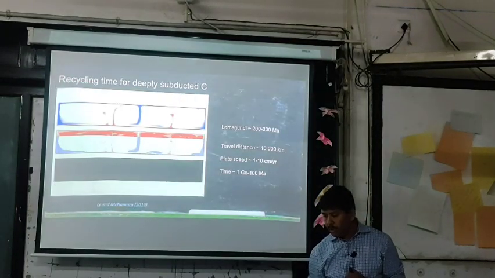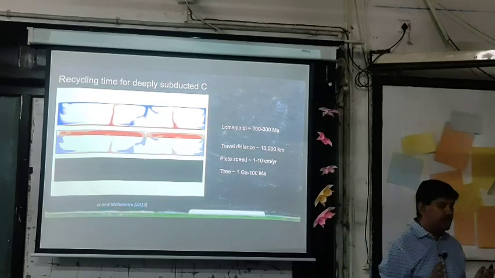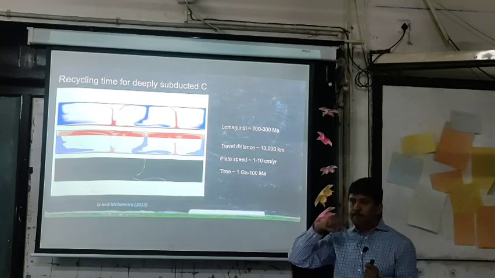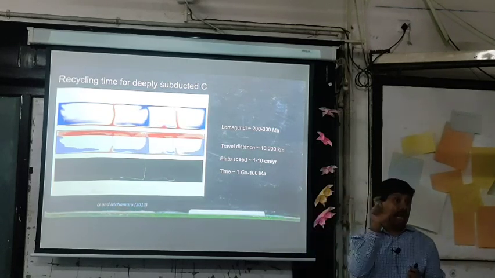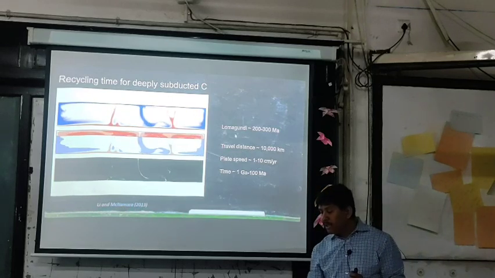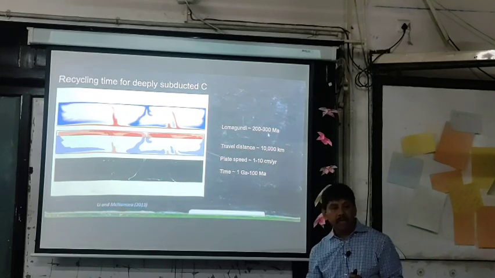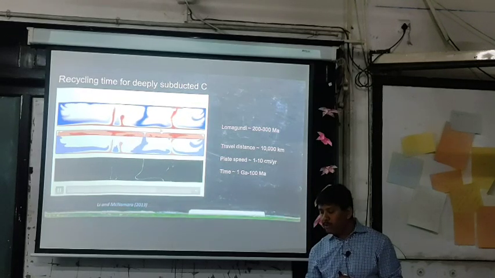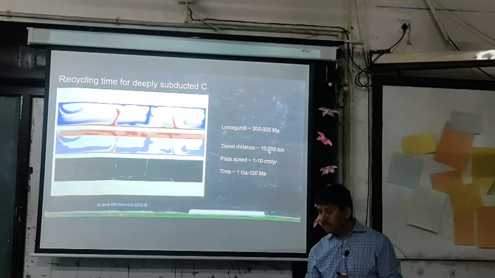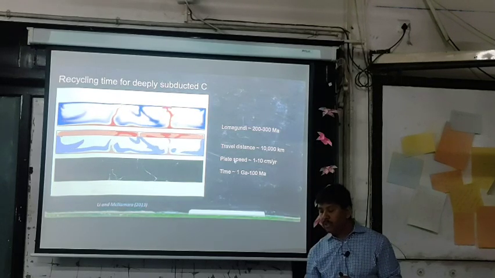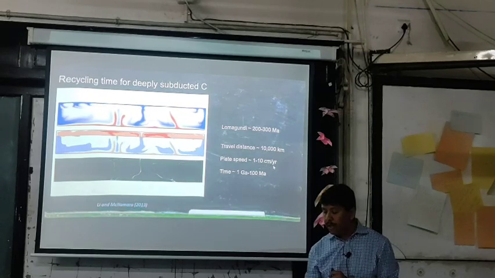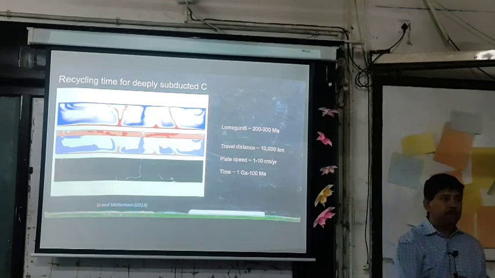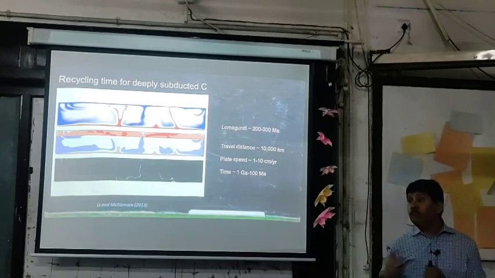And in fact, what we needed to do is develop a very simple scaling. Remember, our main objective is to explain the GOE, explain the Lomagundi carbon isotope excursion, and the time delay related to it. So the Lomagundi excursion happened 200 or 300 million years after the GOE. But the travel distance for a slab going all the way to the base of the mantle and coming back is around 10,000 kilometers with a plate speed of around 1 to 10 centimeters per year. So the total time it will take for that organic carbon to subduct all the way to the base of the mantle and come back up will be on the order of hundreds of millions of years.